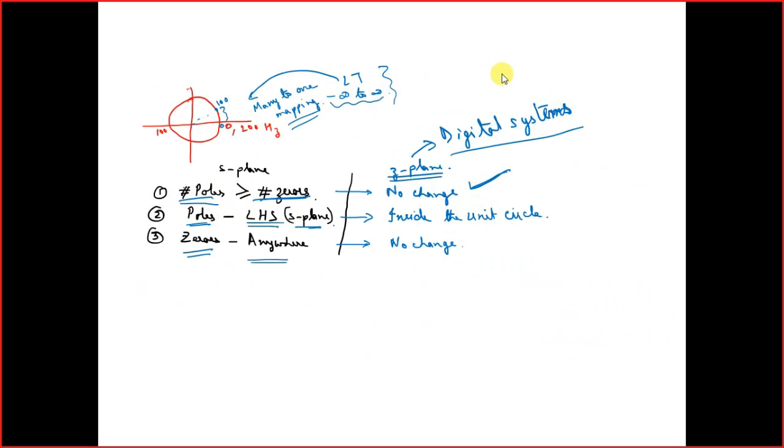Okay. So this second clause becomes inside the unit circle. Okay. And lastly, we have zeros which can be placed anywhere. There is no change over here. In the digital systems also, we can put the zeros anywhere on the Z plane. Okay.